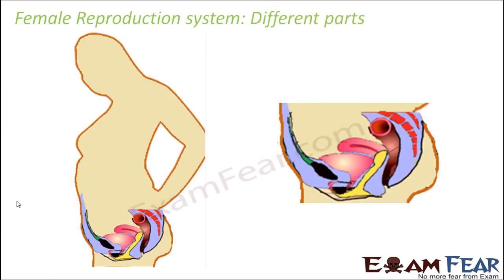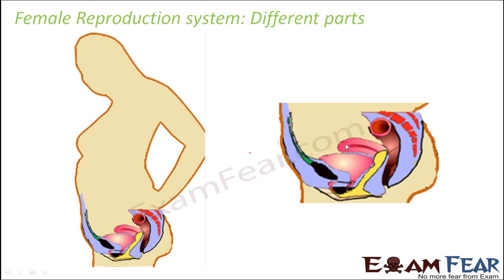Now we have discussed the different parts of the female reproductive system. So let us quickly have a look at the various parts which we have discussed so far. If you see the female's body, you will see the reproductive system located somewhere below the pelvic, near the pelvic cavity. If you magnify this reproductive part of the female's body, you can see it this way. So let us quickly look at the different parts here.